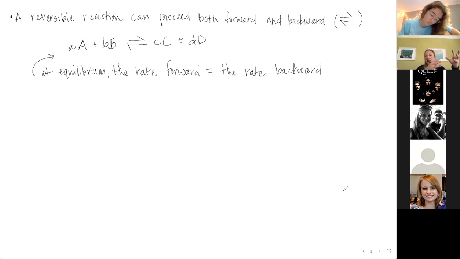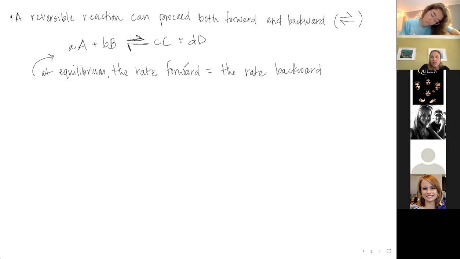So you may still have some of compound C forming, but you have just as much of compound A or B forming too. The rate that's forming the products is the same as the rate that's reforming the reactants at equilibrium. So the rate forward is going to be the same as the rate backward.